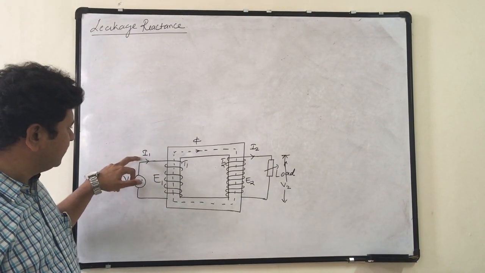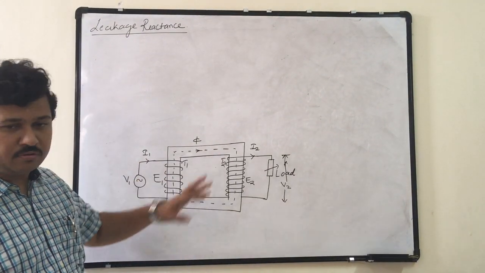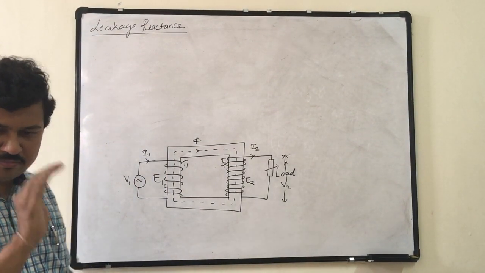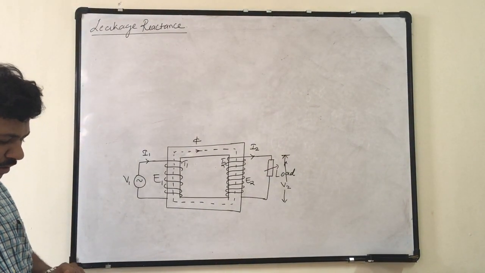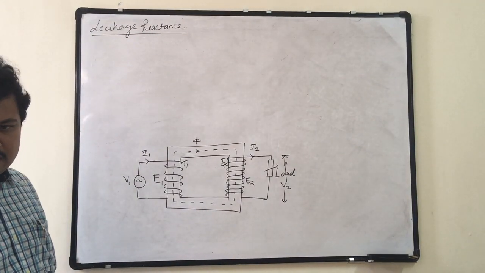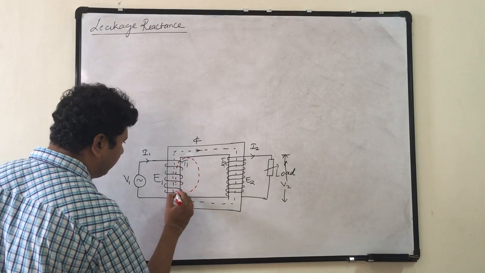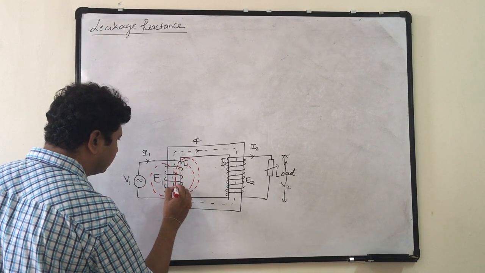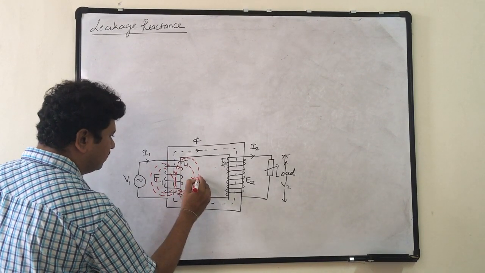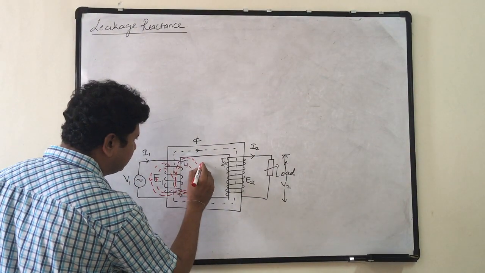Whatever the flux is produced by the current I1, the majority of that flux is linked to the secondary through the core, but still a minority of the flux is remaining, which is not present in the core, not linking to the other winding. So that minority of the flux will be existing simply surrounding the coils. Okay, so this flux, let us take this as say phi 1.